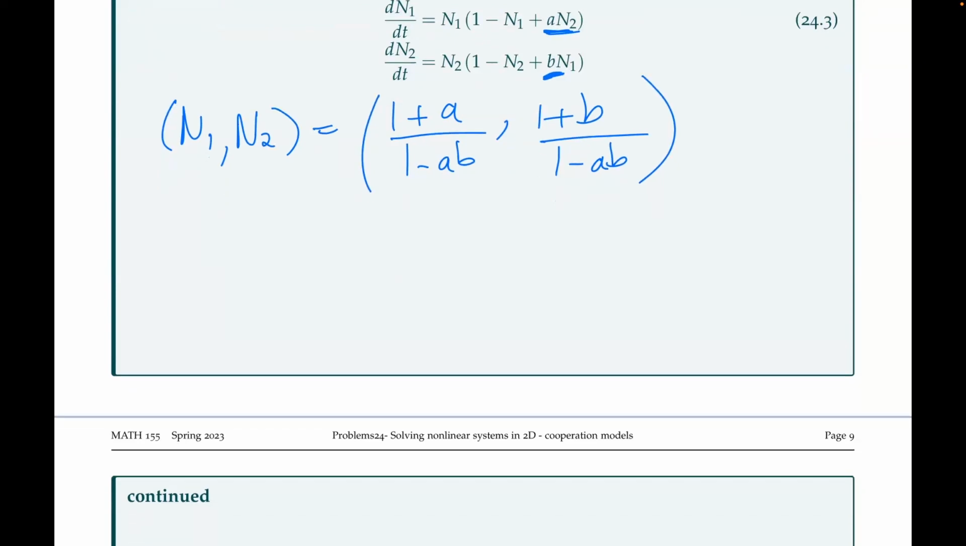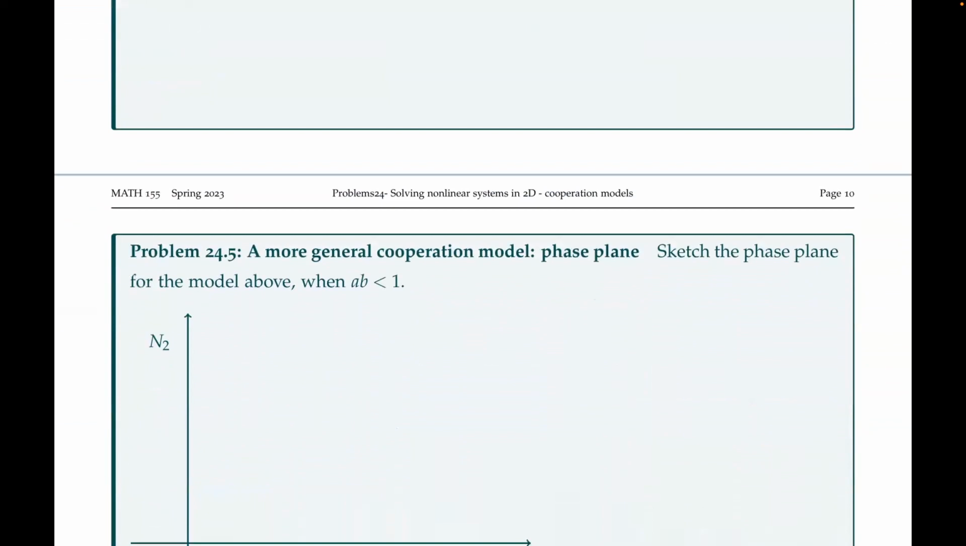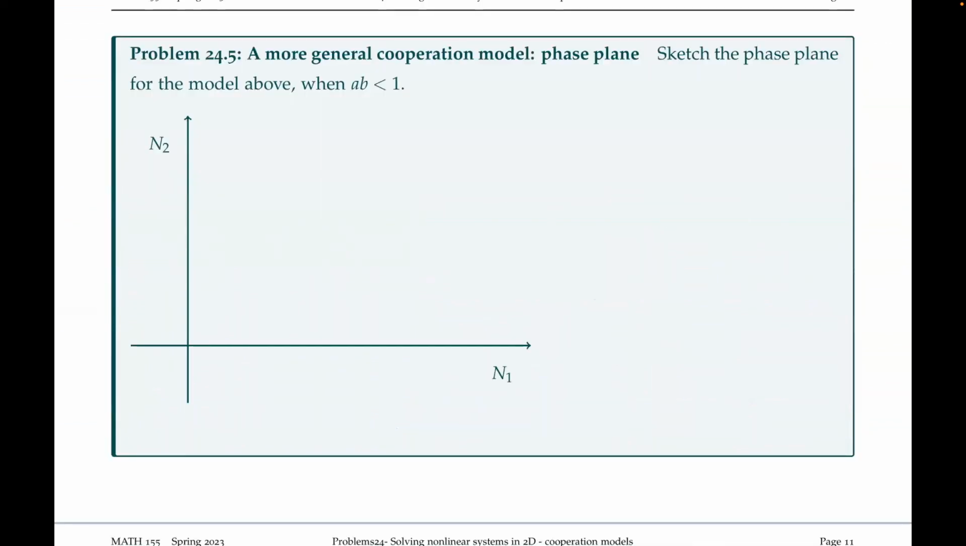You're in time. Crucially, this is only going to be biologically realistic. The numerators are always positive. The denominators are only positive if A times B is less than 1. So this coexistence equilibrium only exists if AB is less than 1. So we can think about two possibilities now.